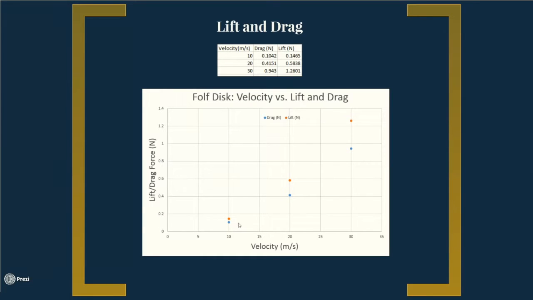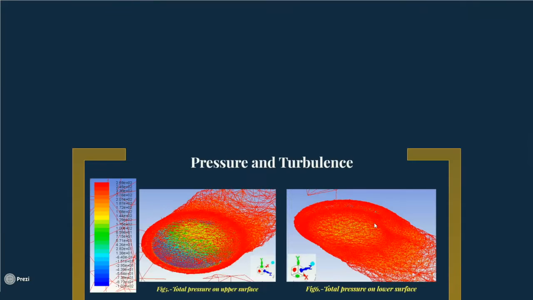Here we can see the lift and drag for the Fault disc. It can be seen that the Fault disc had higher values for lift at each of the velocities, and that the lift over drag ratio actually increased as velocity increased.